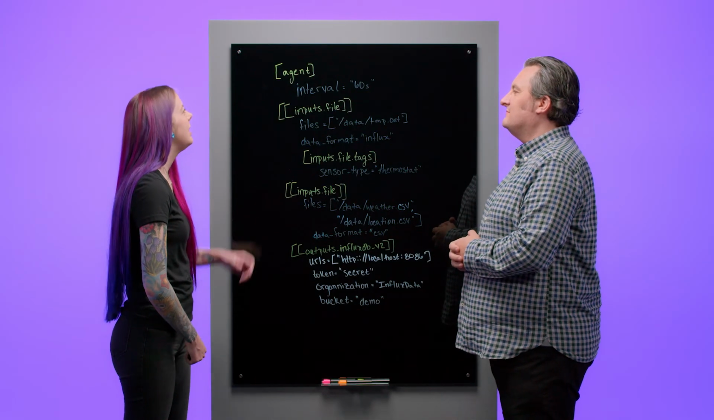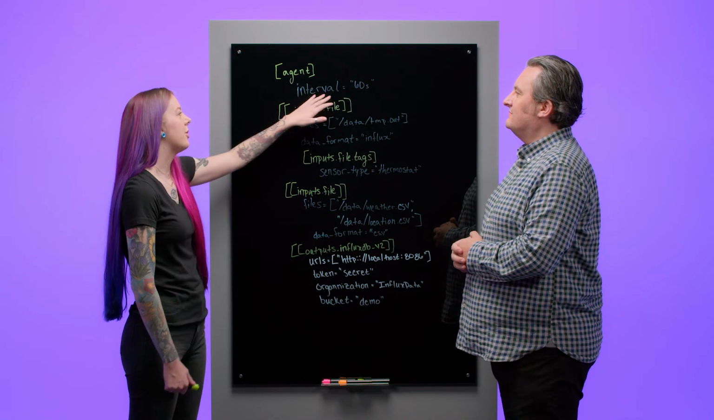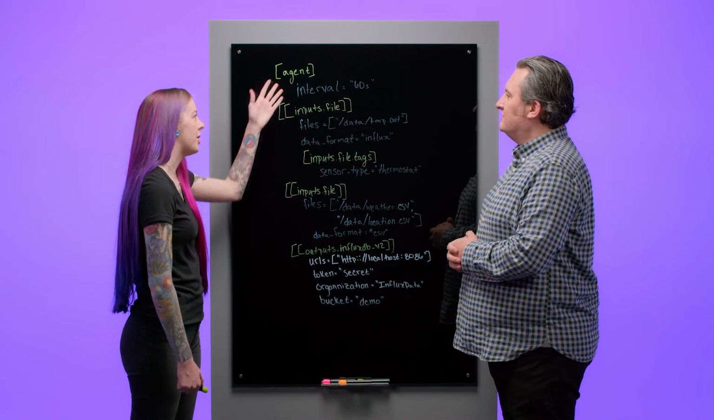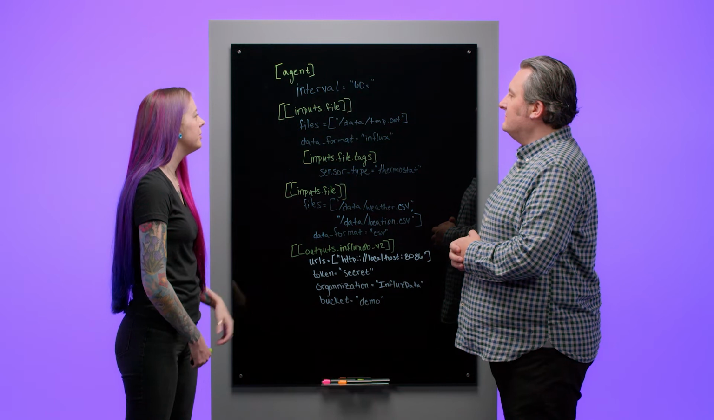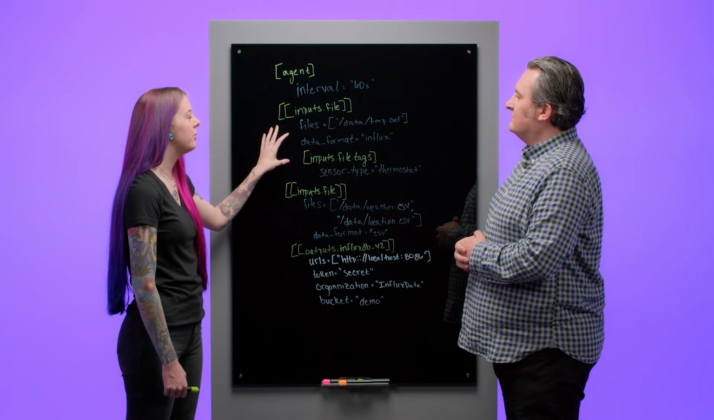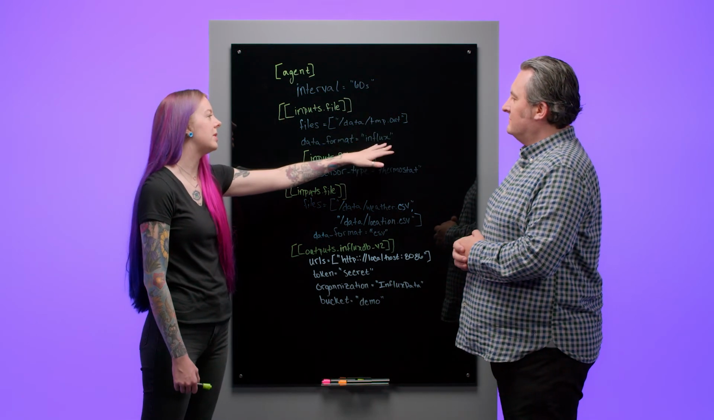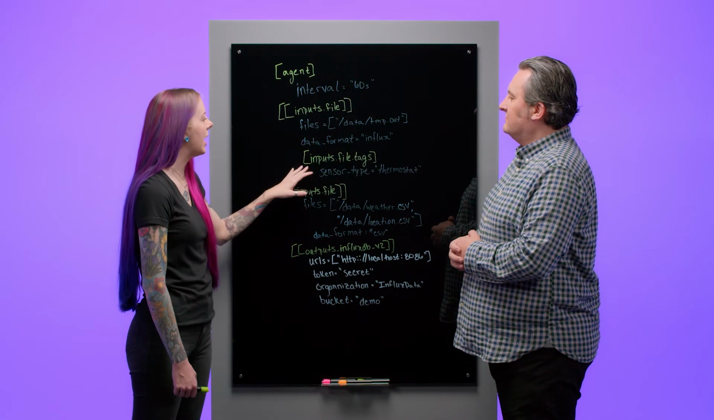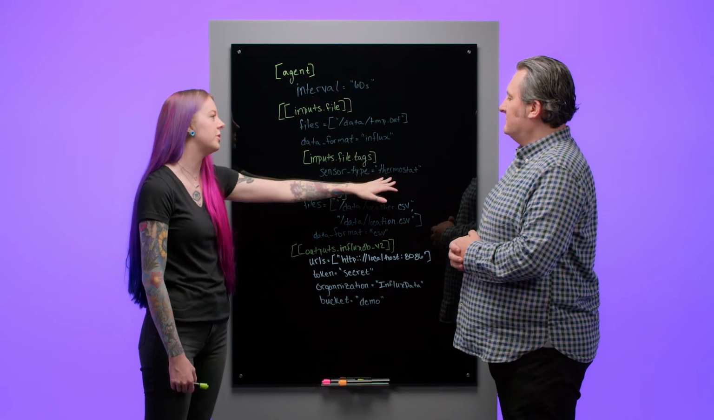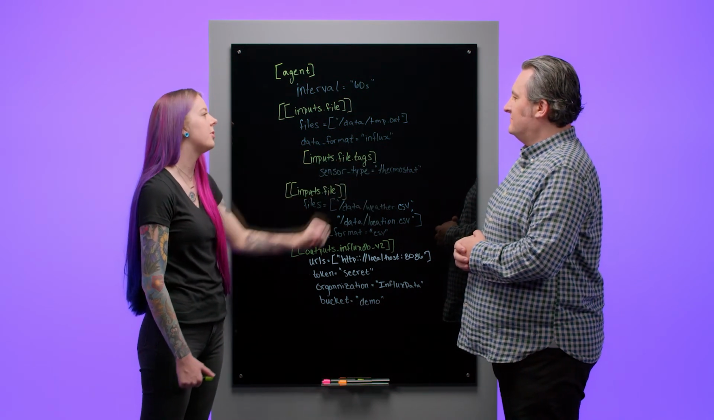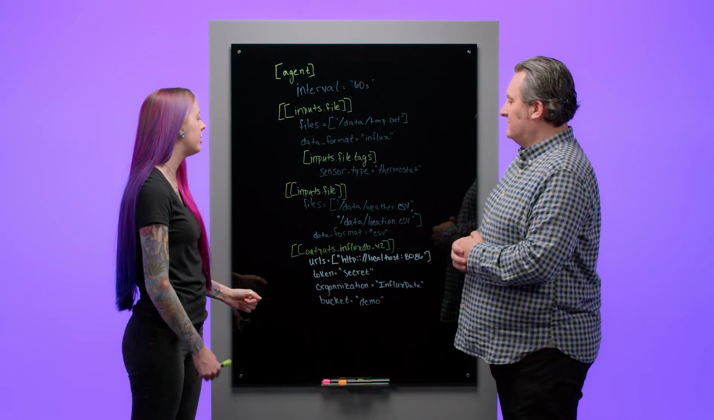Cool. Can you walk us through this example we've got here? Yes. So first with the agent, we're setting our interval to 60 seconds. Whatever's not set will go to a default value. The first inputs.file, we're getting a temp.out file. It's an influx line protocol. We're going to add a tag of sensor type equals thermostat, so we have more metadata to know exactly where the metrics are coming from.